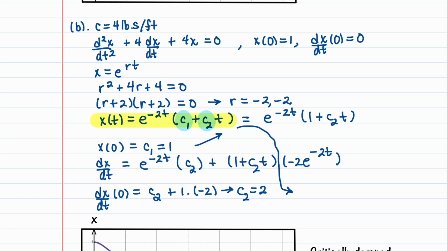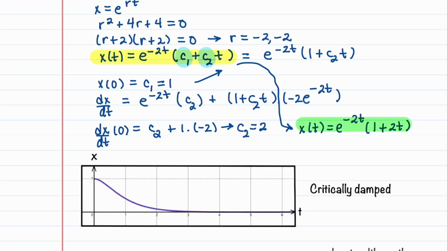Our solution is x of t is equal to e to the minus 2t. c1 is 1, so that's 1. And then c2 is 2, so we have 1 plus 2t. And there's our solution. This solution is called critically damped because the mass does not oscillate, just like in part A, but in this case, the mass returns to equilibrium more quickly than in the overdamped case.